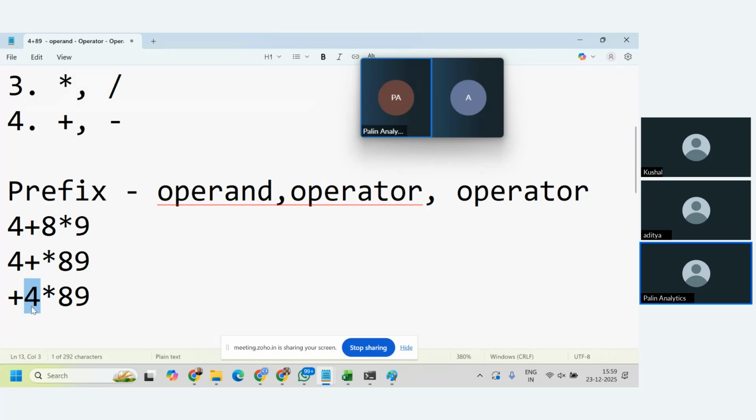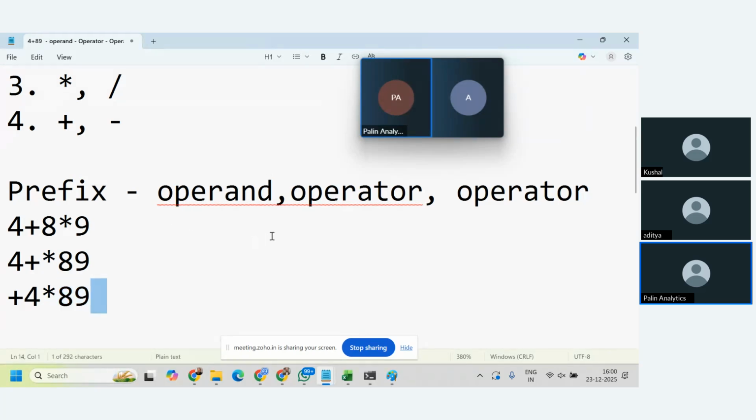No, sorry. Here, first of all, this plus will be pushed into the stack. Then four has come. Four will also be pushed into the stack. And after four, it has got this star, so star will be pushed into the stack, and then eight and nine. So when it has found the second operand as well, it will pop out the operator, and these two will be calculated together and the result will be stored back. So like this the entire process will happen, and a prefix will be calculated.